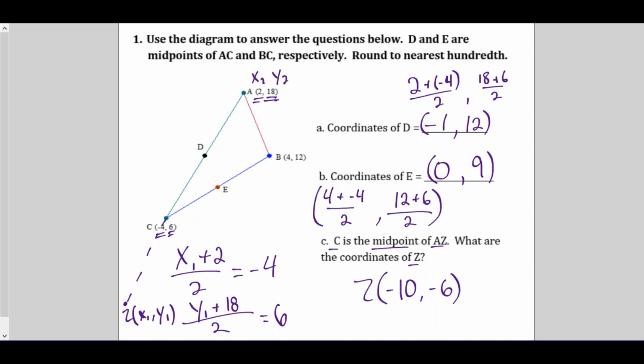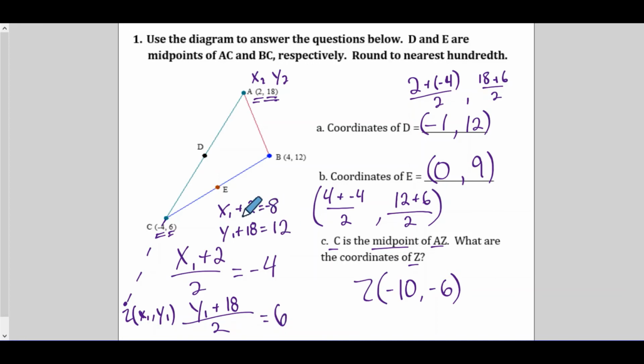I'm going to solve each of these. Actually, I'm going to do this at the same time. Times 2 equals -8 times 2. So I'm multiplying by 2 on both sides. That gives me 12 on that side.